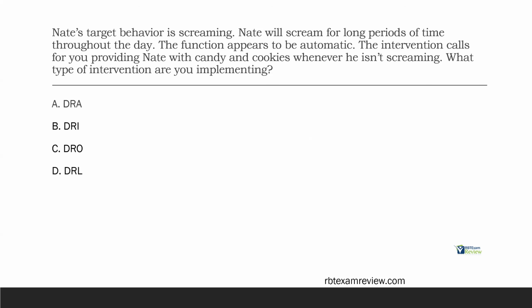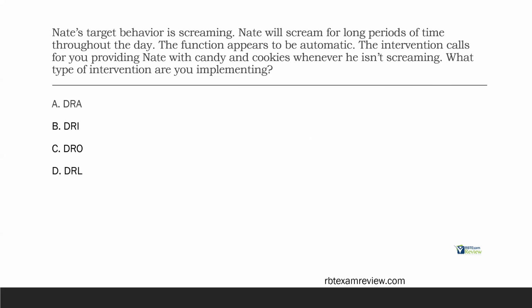Well, we ask ourselves some simple questions. First question we ask ourselves with differential reinforcement: are we reinforcing for a behavior not occurring, or are we reinforcing a replacement behavior? If we're reinforcing a replacement behavior, we can eliminate DRO. If we're reinforcing for a behavior not occurring, then our answer is going to be DRO. In this case, is there a replacement behavior? No, right? We are just simply reinforcing Nate whenever he isn't screaming. We're not targeting any behavior change, any replacement. It's just simply the behavior isn't occurring.